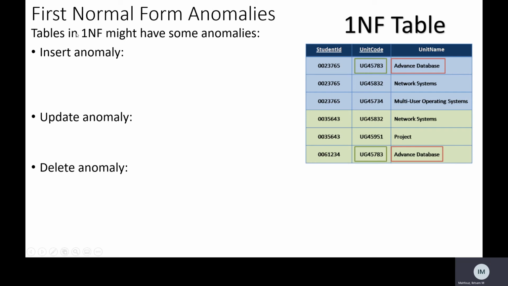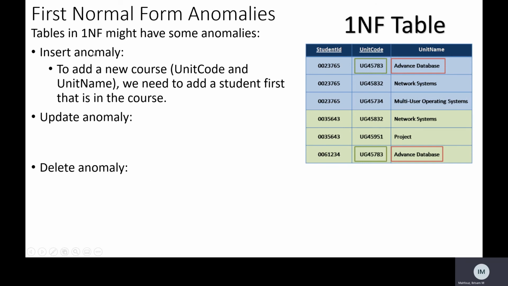So if I think about the anomalies, are there any insert, update, or deletion anomalies that could occur with first normal form? Well, with insertion, let's say I want to insert a course that I'm introducing for the first time. Here, to insert a course, part of the primary key is the student ID. That means I cannot introduce a new course without having a student registered in that class. So if you want to introduce a course, you need to make sure a student registers for it first. That's not going to work.